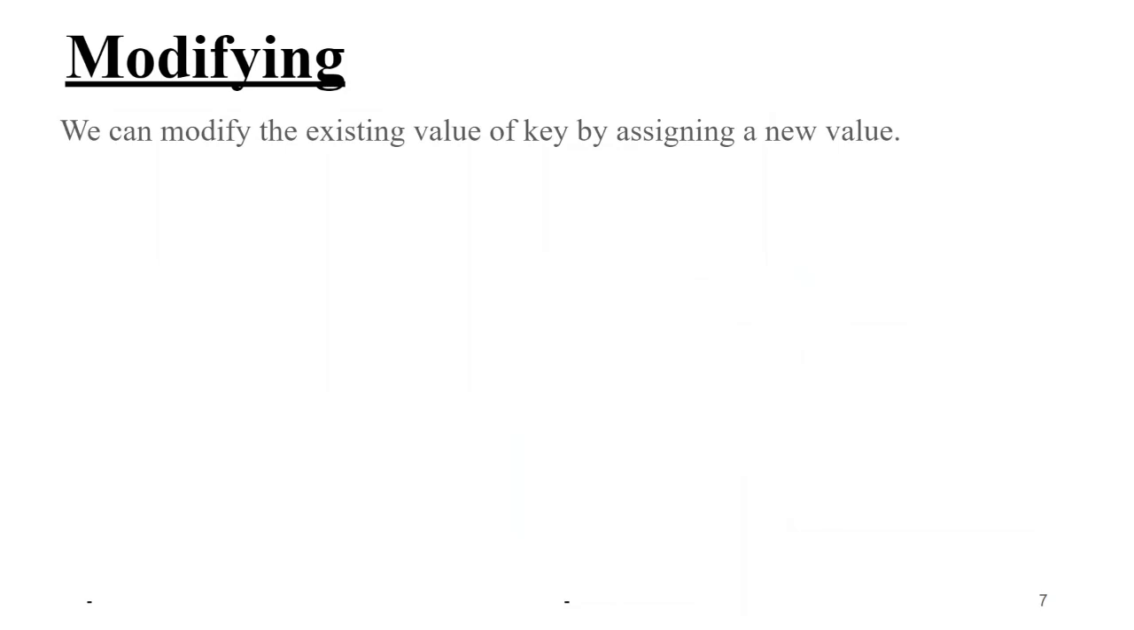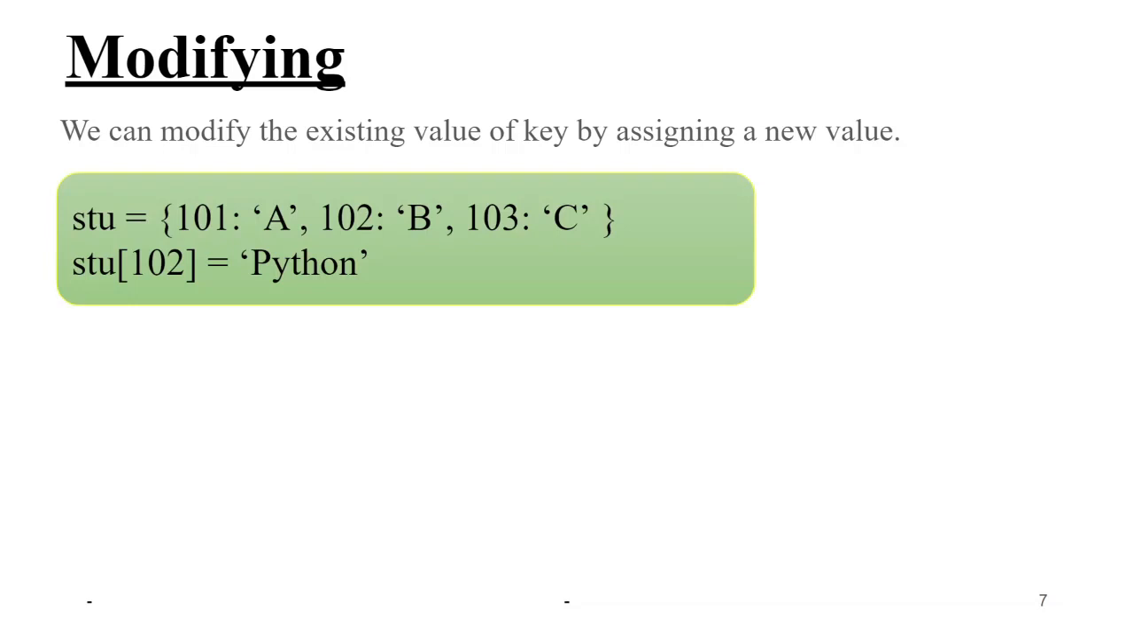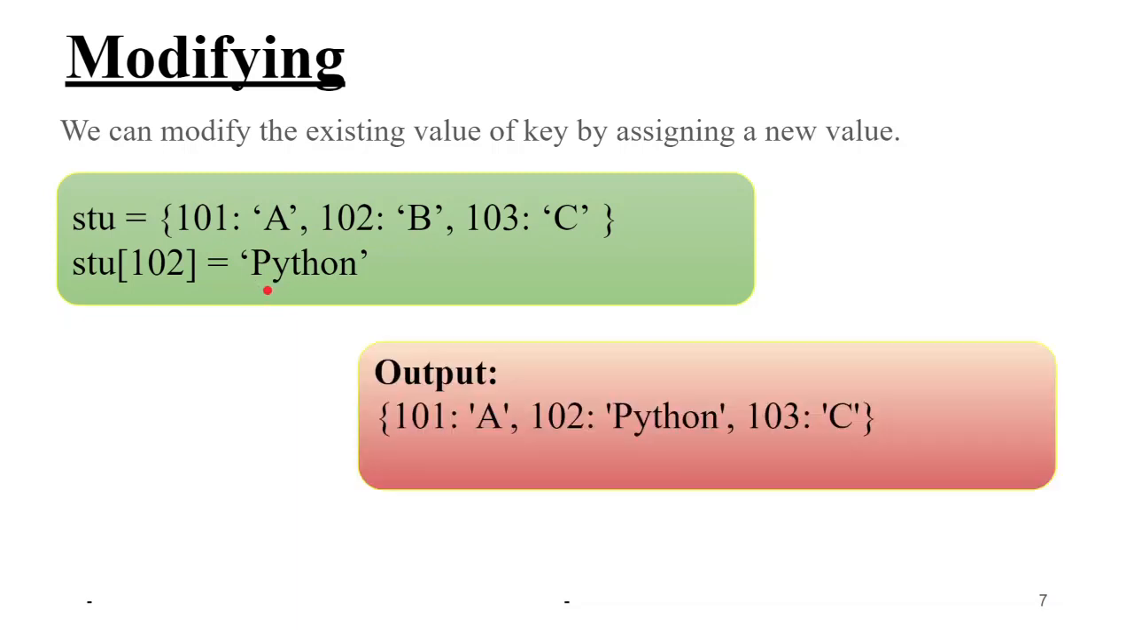Next, we'll see how to modify the dictionary. We can modify the existing value of a key by simply assigning a new value. So here the key 102 contains a value B, and you can modify its existing value with the new value, that is Python, by simply assigning a new value to that key. So here goes the output. Now the value B is updated with the Python keyword.